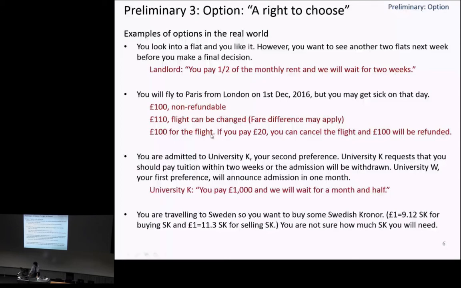So University K offers an option. They say, okay, you don't have to pay the full tuition now. Just pay £1,000, and we will wait for you for a month and a half. We can reserve your place for 1.5 months. So in that case, this £1,000 is the price of the option for you to come back and pay the full tuition and get the studentship from University K.